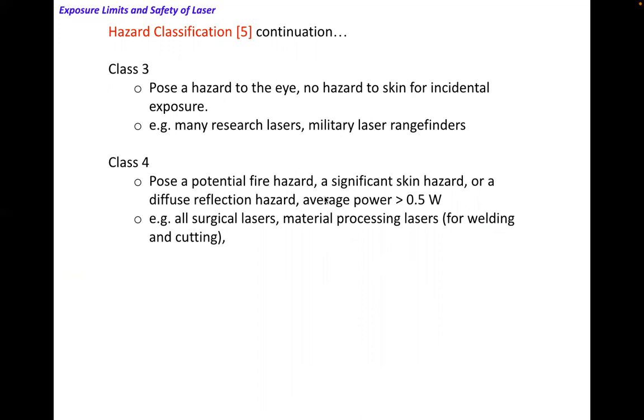Now let's go to the highest level, the class 4. So these are hazardous already. It poses a potential fire hazard, significant skin hazard, or a diffuse reflection hazard. So the average power is greater than 0.5 watts. So examples of these, the lasers that we actually use for medical purposes, like all surgical lasers, in material processing lasers for welding and cutting. So these lasers can literally vaporize a tissue, a metal. It can vaporize a metal. Okay, so these are dangerous lasers.